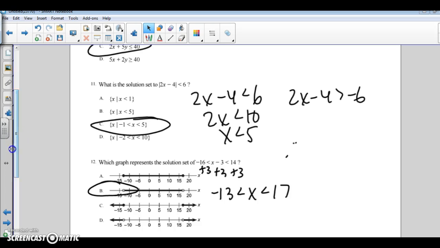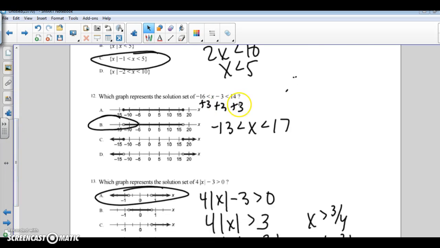Number 12, the easiest thing to do is to add 3 to everything. So if you add 3 here, you get negative 13. You add 3 here, they cancel. Add 3 here, you get 17. So I want between negative 13 and 17. So both of them not equal to, so they're both open circles. So A is out because of that. B is out. We want between those two numbers, which means we want, okay, C was out, B is in the middle.